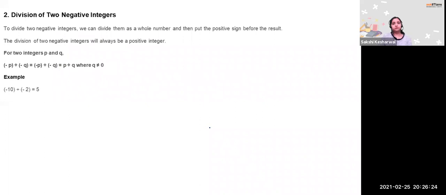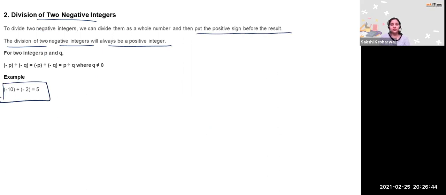Now over here, the division of two negative integers, right? I taught you everything, beta. There is no need of this. Okay. So the division of two negative integers will always be what? Positive. Put the positive sign before the result. That's it. I taught you just now. Right. So we have done with this thing.